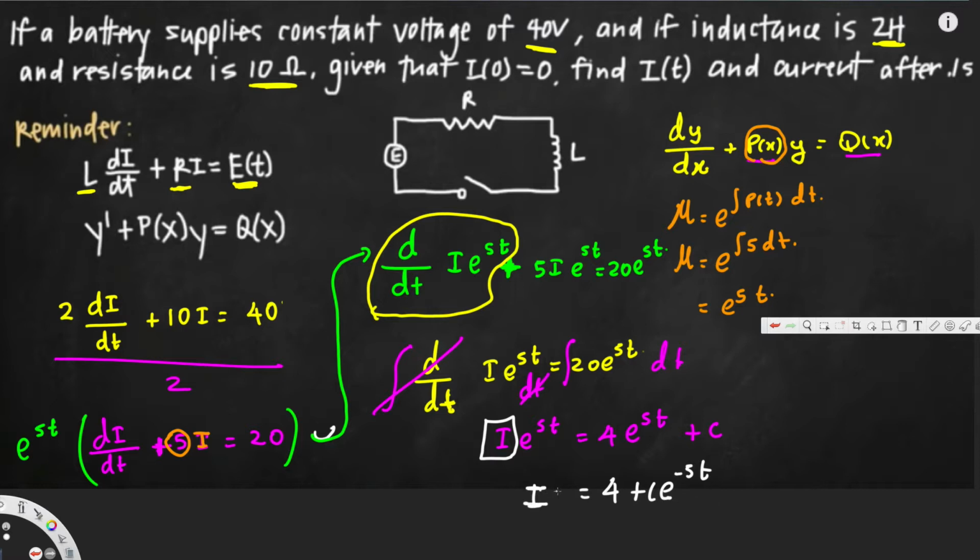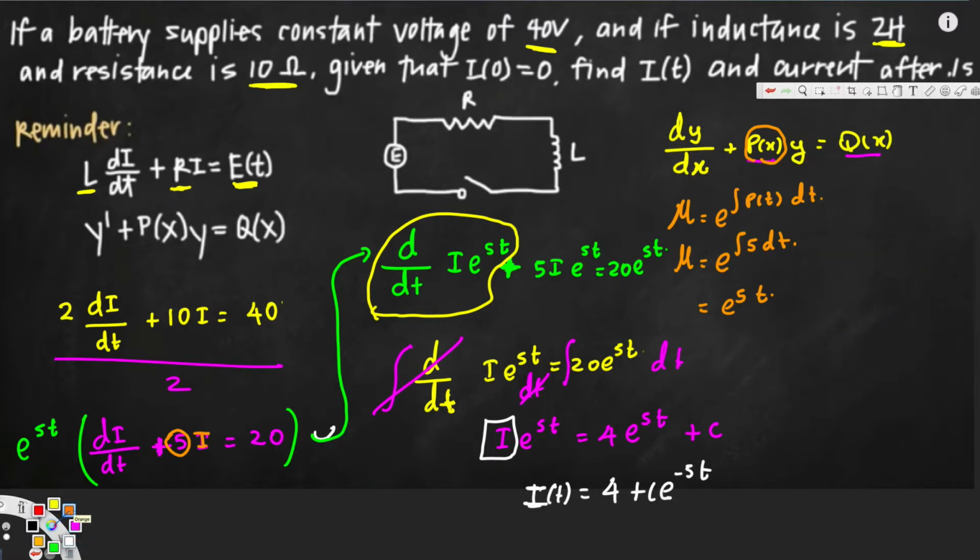Since this is a function of t, we can write it as I of t as well. And we are not done yet because we have an initial condition, so we have to solve for the initial value problem. We have to find out the particular solution. This is the general solution of the differential equation.